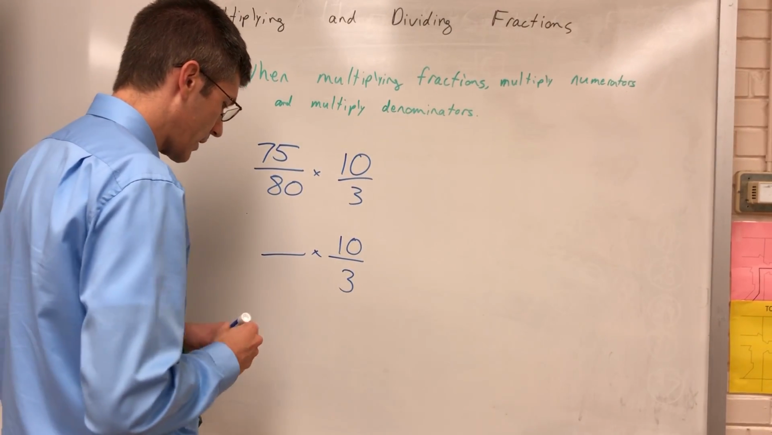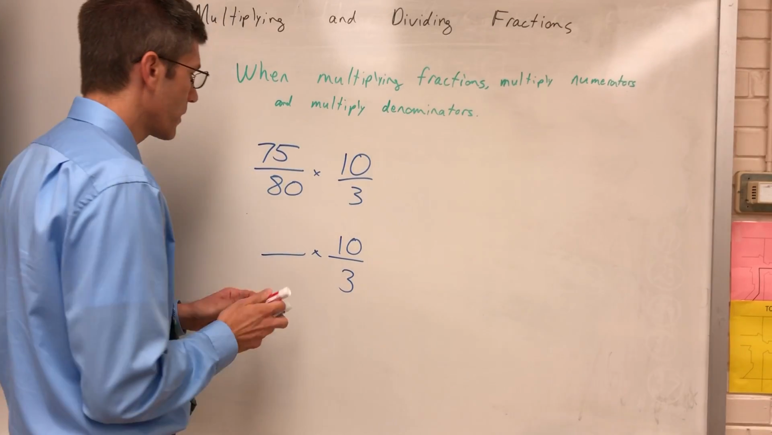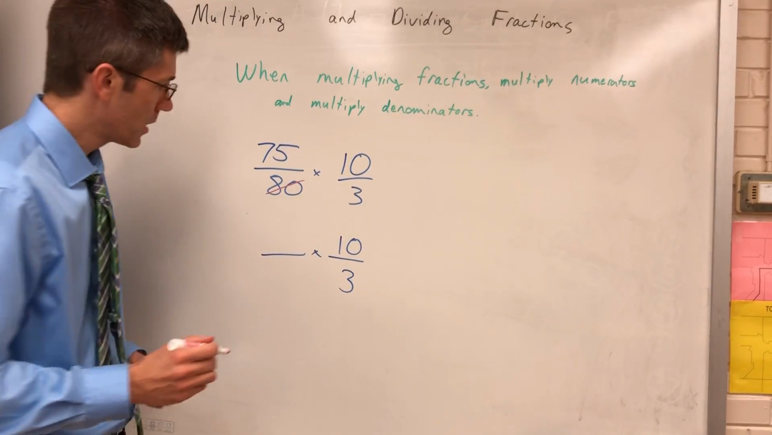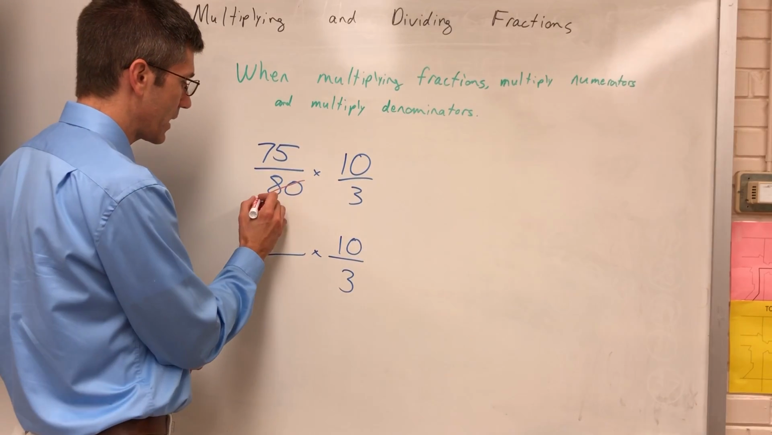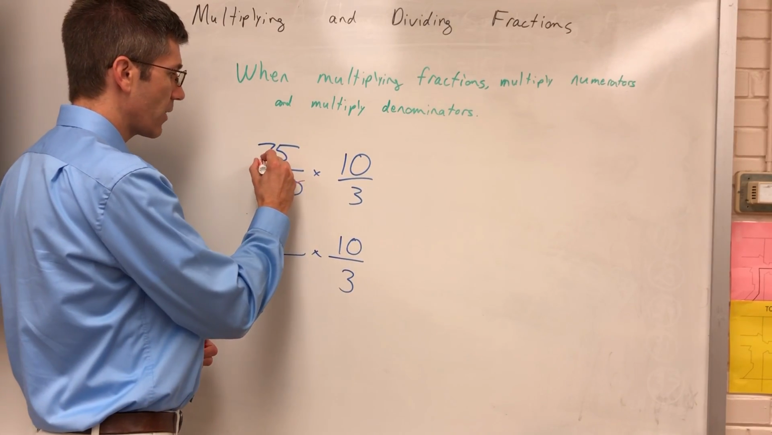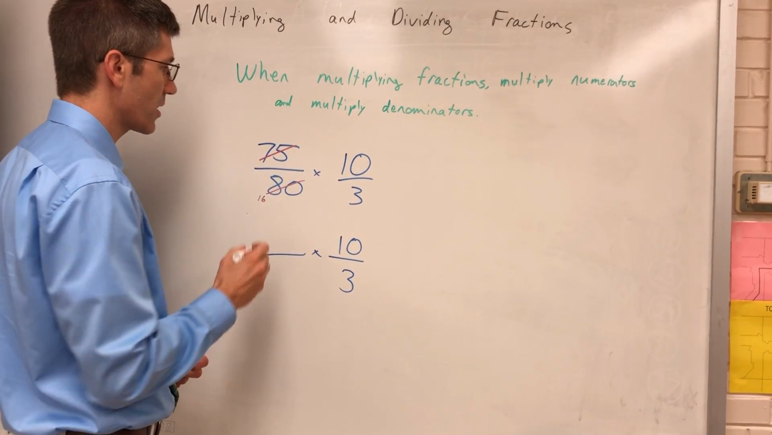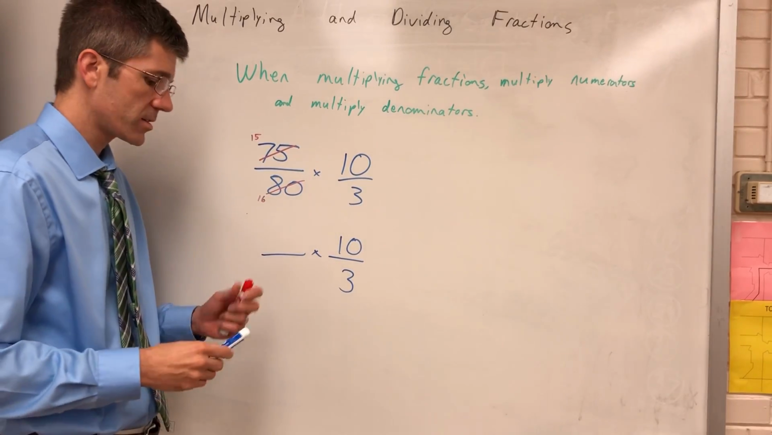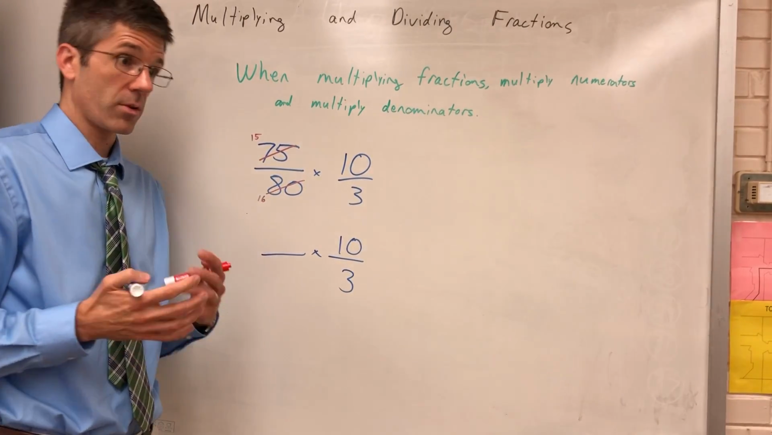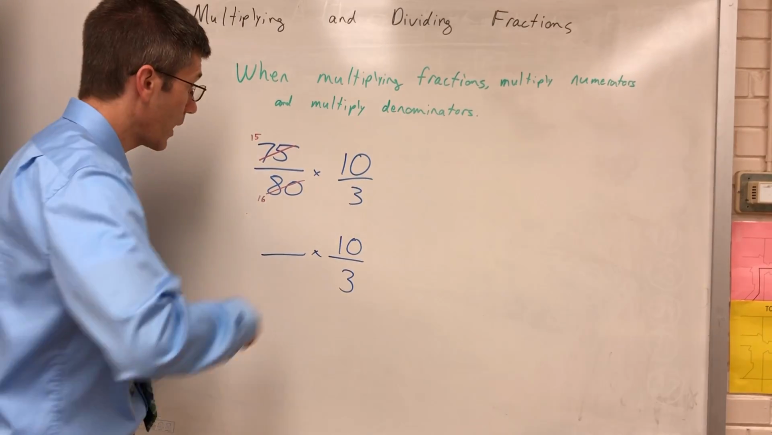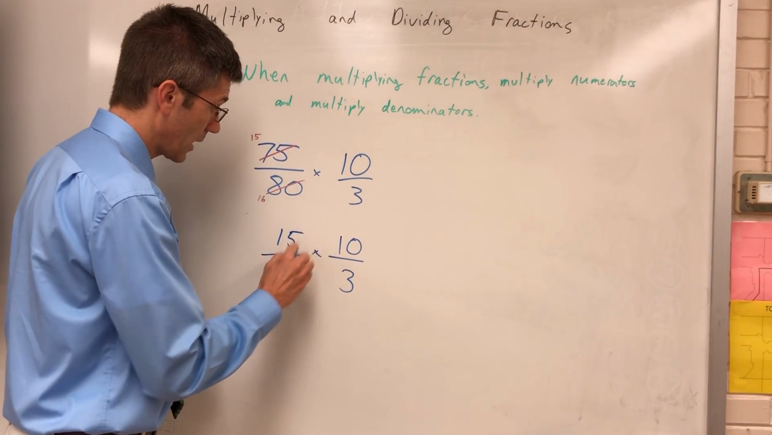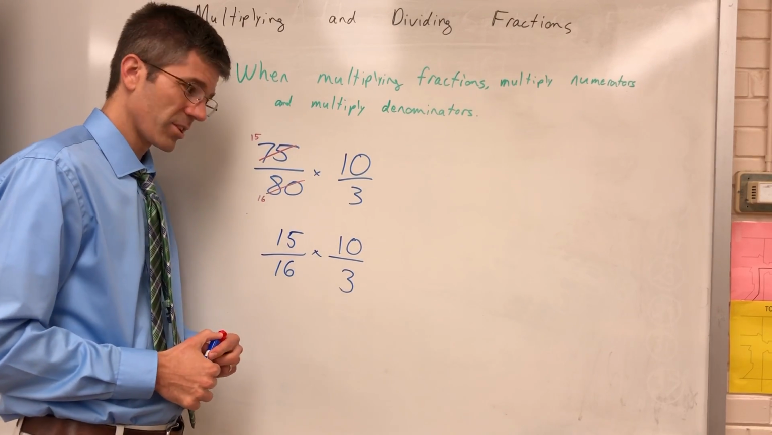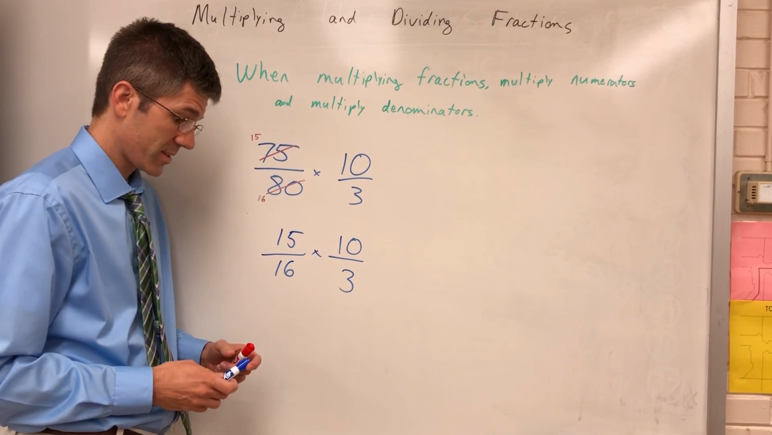So if I grab a marker out of my pocket, I'm going to divide 5 into 80. When I divide 5 into 80, I get 16. When I divide 5 into 75, I get 15. And so this problem starts out by making us think, okay, how can I reduce that big one there? And then when I do reduce it, I have something that's a lot more manageable and probably a little easier to look at as well. So we have 15 over 16.